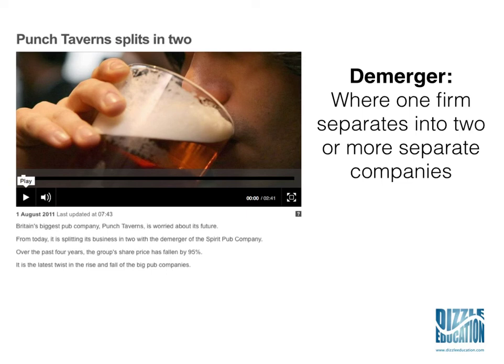Lastly, the opposite of a merger is called a demerger. We've got an example here of Punch Taverns, who decided to sell off a part of its business called the Spirit Pub Company. So it's basically now become two separate businesses. It can be more than two in some situations with demergers, but it's often two firms. And there are various different reasons why they might do that. In Punch's case, you can see it talks about how dramatically their share price has fallen over the last few years.